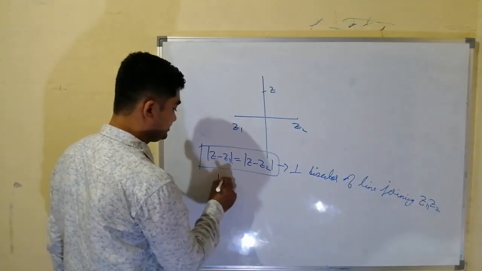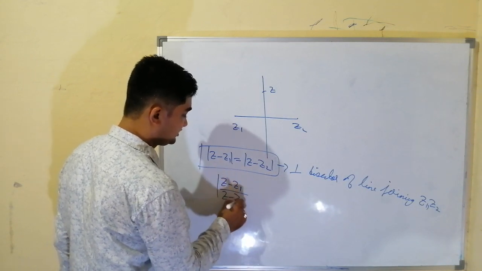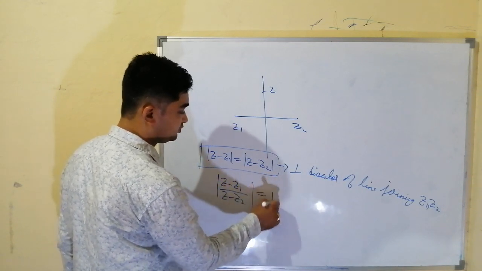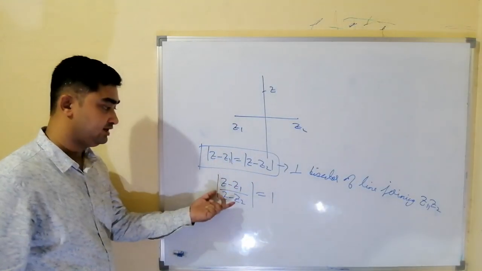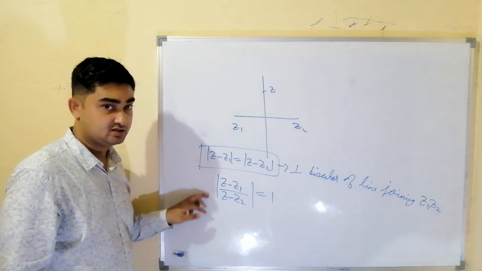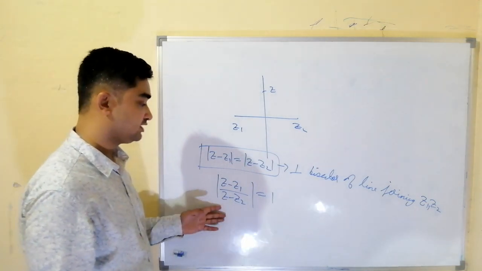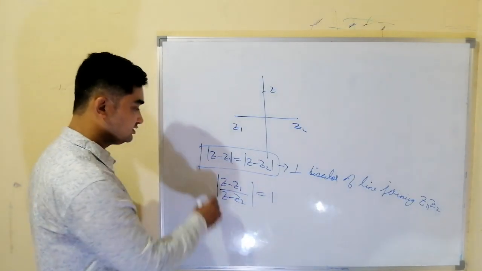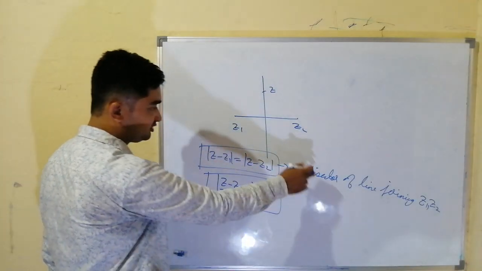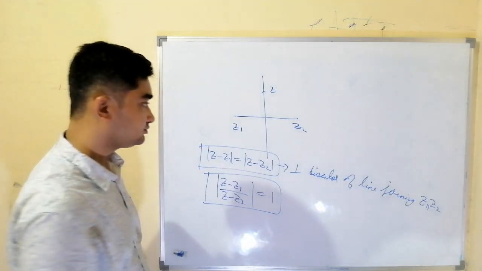We can also write this as mod of (z minus z1) upon (z minus z2), mod of this is 1. We have brought it on the left hand side, so it will be divided. Modulus can be written separately or we can take the total modulus also, both are the same. So modulus of (z minus z1) upon (z minus z2) is 1. It is the same equation, which is the perpendicular bisector of the line joining the points z1 and z2.